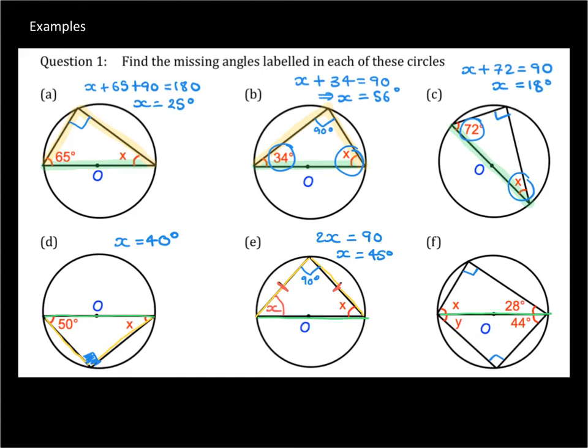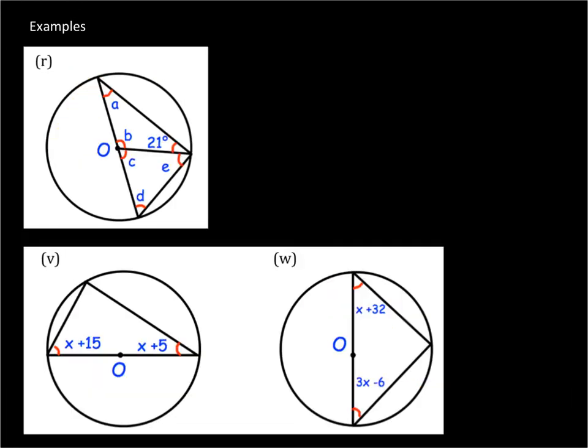So we know that x plus 28 has got to equal 90 to make 180 in the top triangle. So x is therefore equal to 62 degrees. And then we know that y plus 44 must also equal 90 degrees. So that gives us y equals 46 degrees.